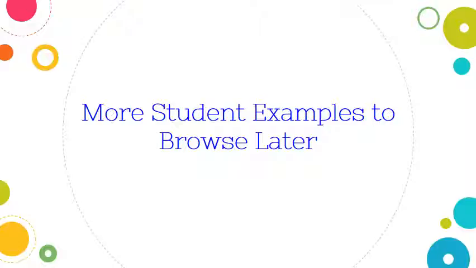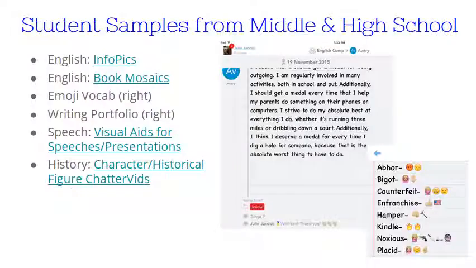So here are some student examples that exist on Seesaw's website. We encourage you to take a look at these. There are things that you can browse later and see some ideas for inspiration. For example, there are different ways that teachers use this in English classrooms, using emoji vocabulary or writing portfolio, or creating this as a tool for speeches. In history classes, character and historical figure chatter vids, which is another app smashing thing. There are so many opportunities to use this for middle and high school, and these options are out there, and we encourage you to take a look at those.